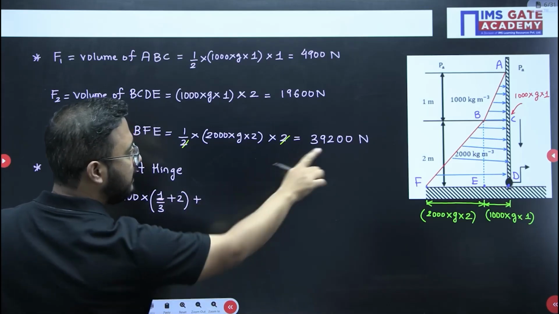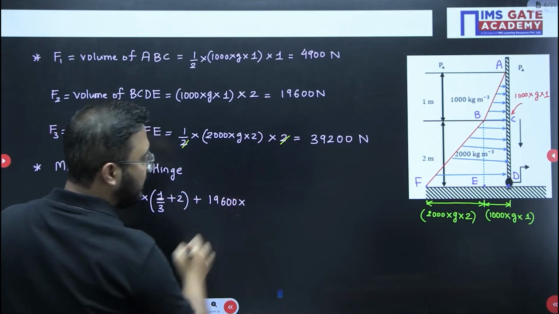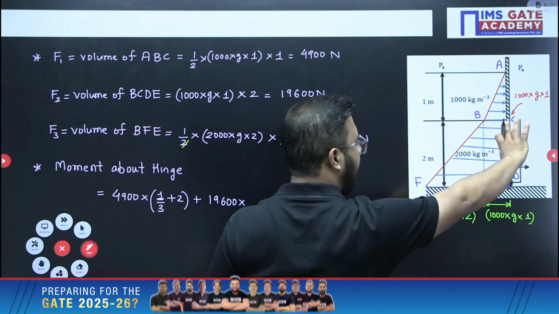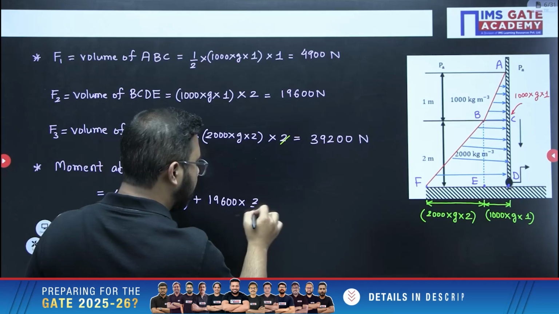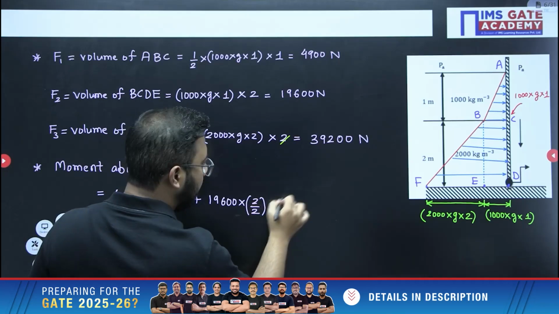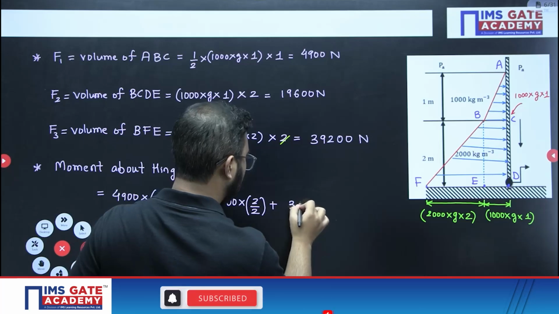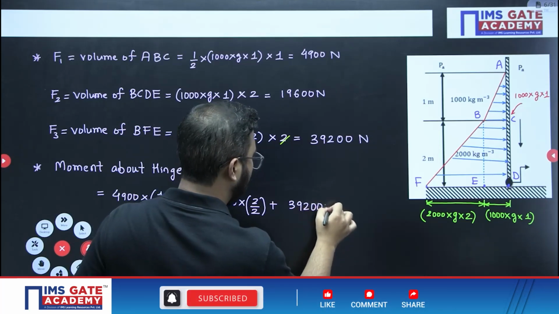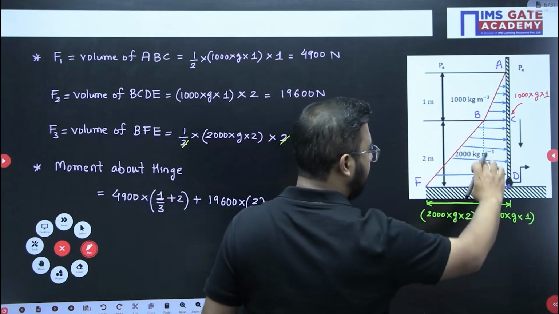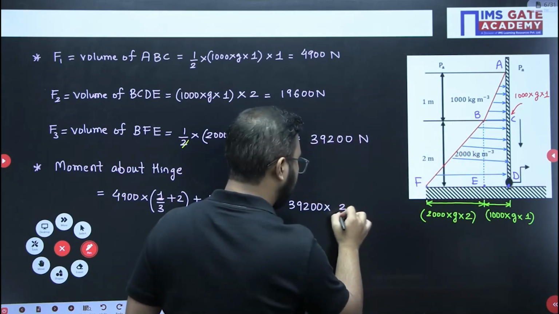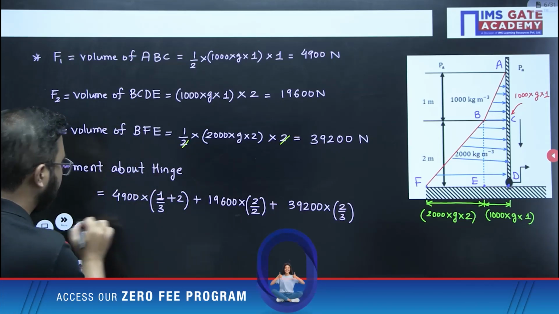Then we have BCDE force, that is 19600, multiplied by this CD, half of this one will be 2, half of this one is 2 by 2 actually, that is 1. Then we have 3920 multiplied by, again BFE is a triangle, so h by 3, that is 2 by 3. So you can simply multiply and you will get the answer of this particular question.